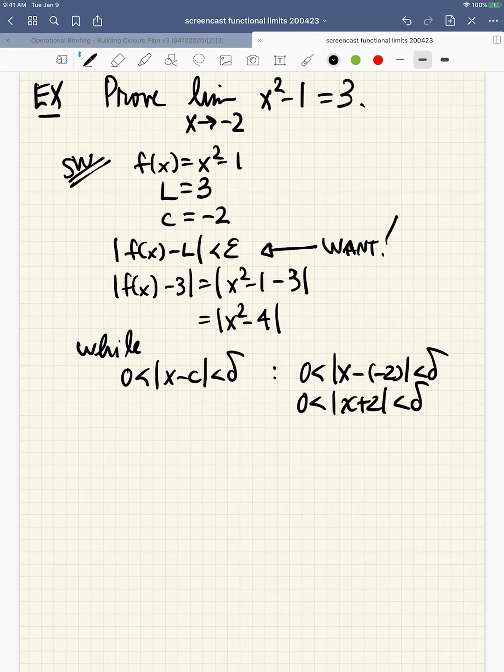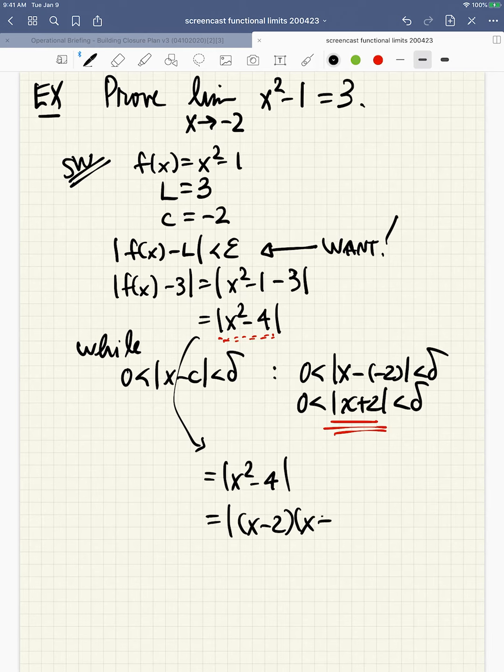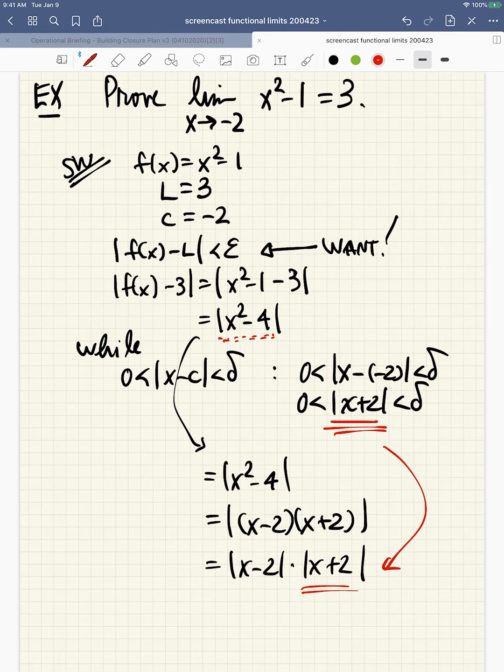All right, so here's where we've got control. This is what we have control over. So we want to see if we can rewrite x squared minus 4 so it involves |x plus 2|. But that's easy to do, right? Because x squared minus 4 is x minus 2 times x plus 2. And so we see right there, that's where we've got some control. We can make x plus 2 as small as we want.